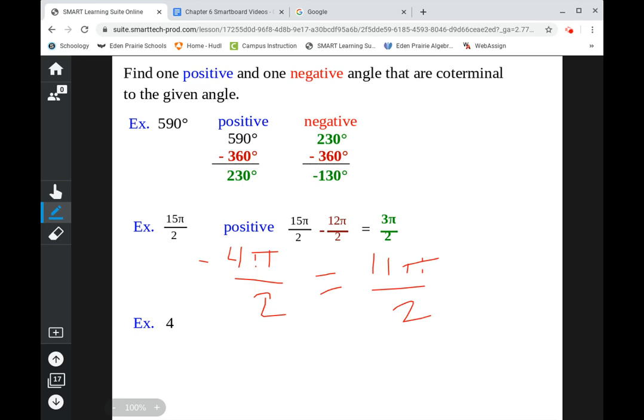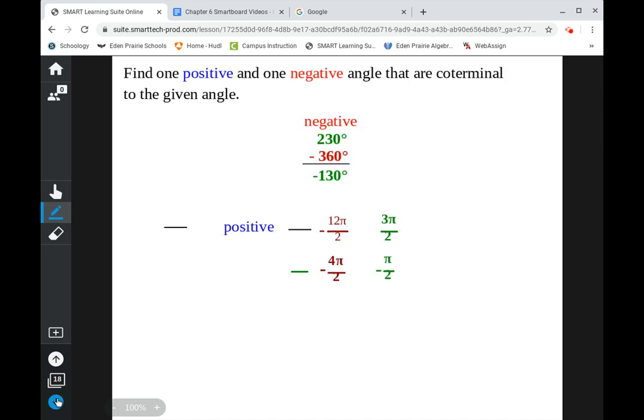All right. Let's find the negative. Now, by subtracting 4 pi over 2 from 3 pi over 2, I get negative pi over 2. That's a negative coterminal angle to 15 pi over 2. Again, I could keep on subtracting 4 pi over 2, and I get negative 5 pi over 2 if I wanted, and that's also coterminal.